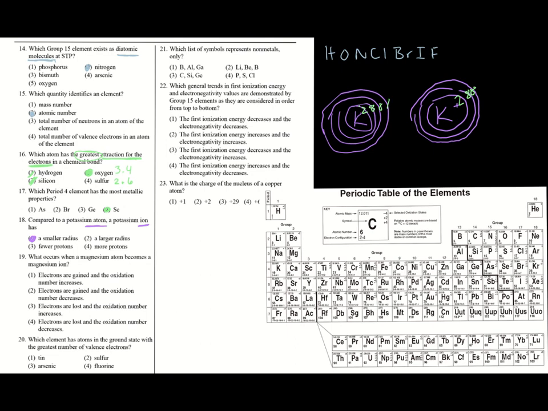Okay, so number 19. What occurs when a magnesium atom becomes a magnesium ion? So a magnesium atom starts out as neutral, becomes an ion. Magnesium is a metal, so it becomes a positive ion. So it goes from a charge of 0 to positive 2. When you're positive, you lose electrons. And when you lose electrons, you become less full, become smaller. Kind of like what we did with number 18 for potassium. You get smaller when you lose electrons. So electrons are lost, and oxidation number increases or decreases. So when we're positive, we increase. So it's choice 3.